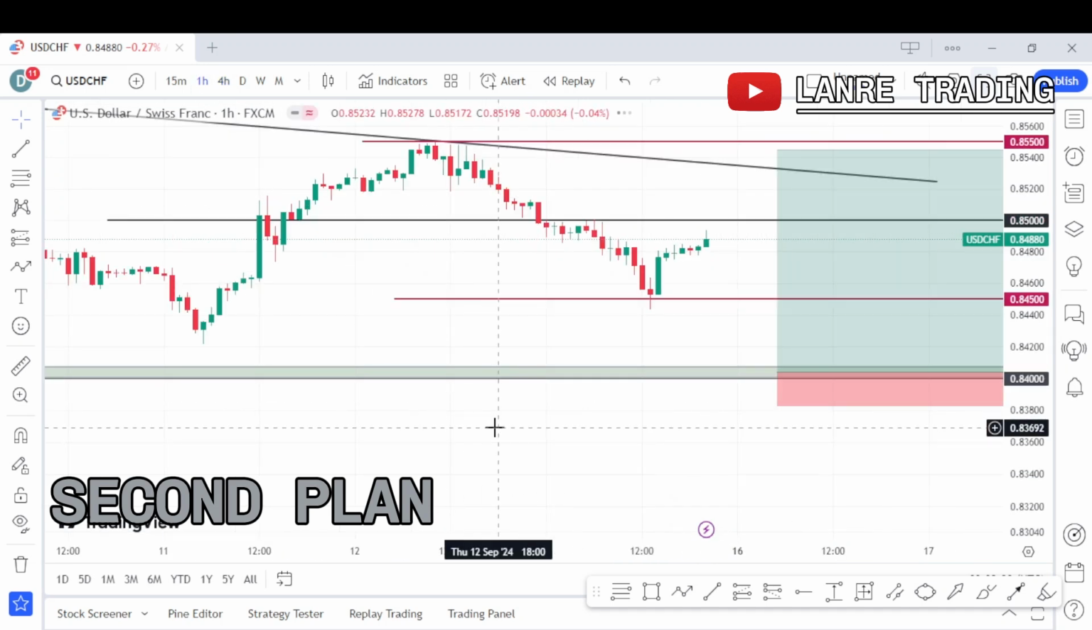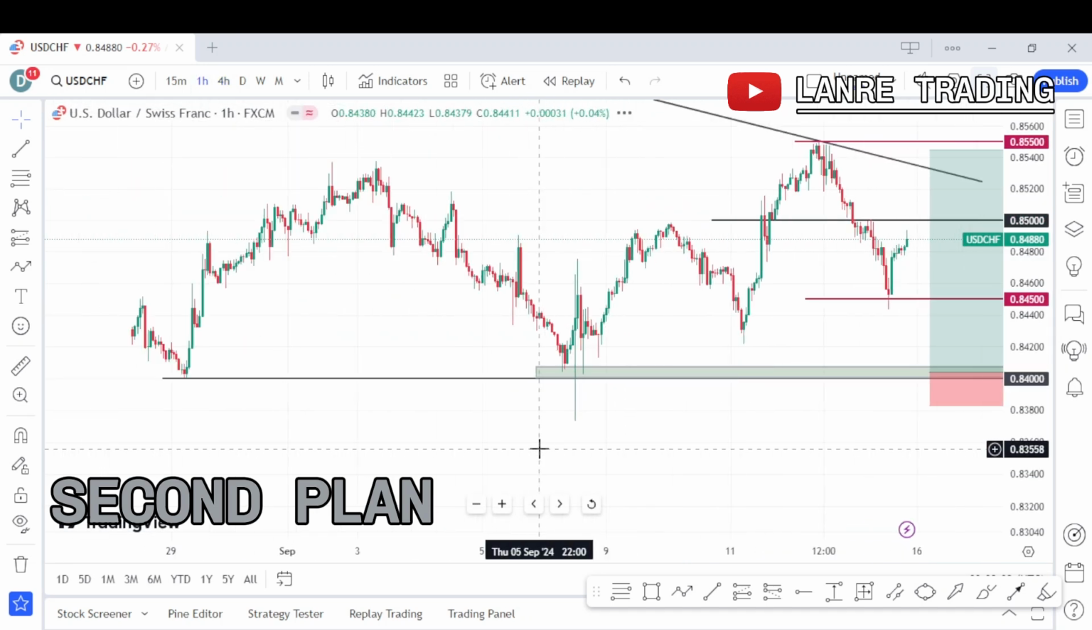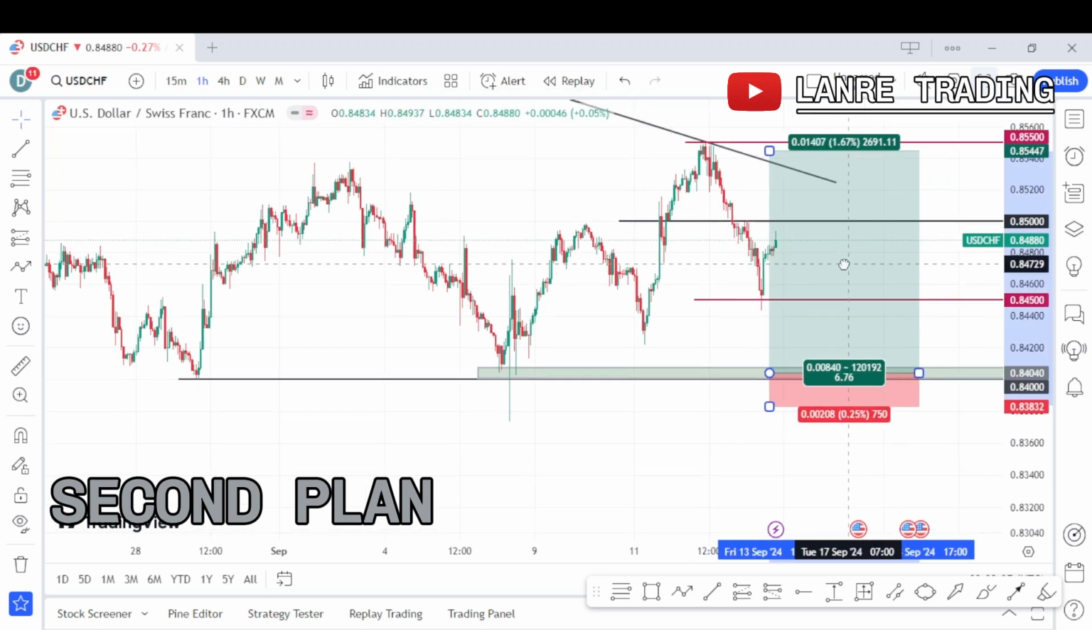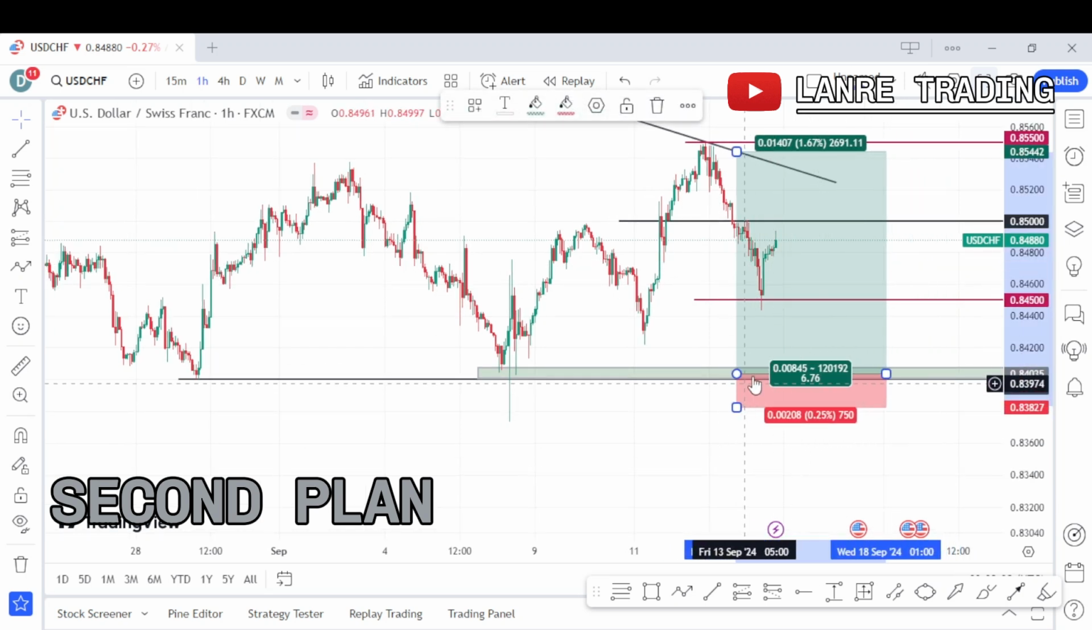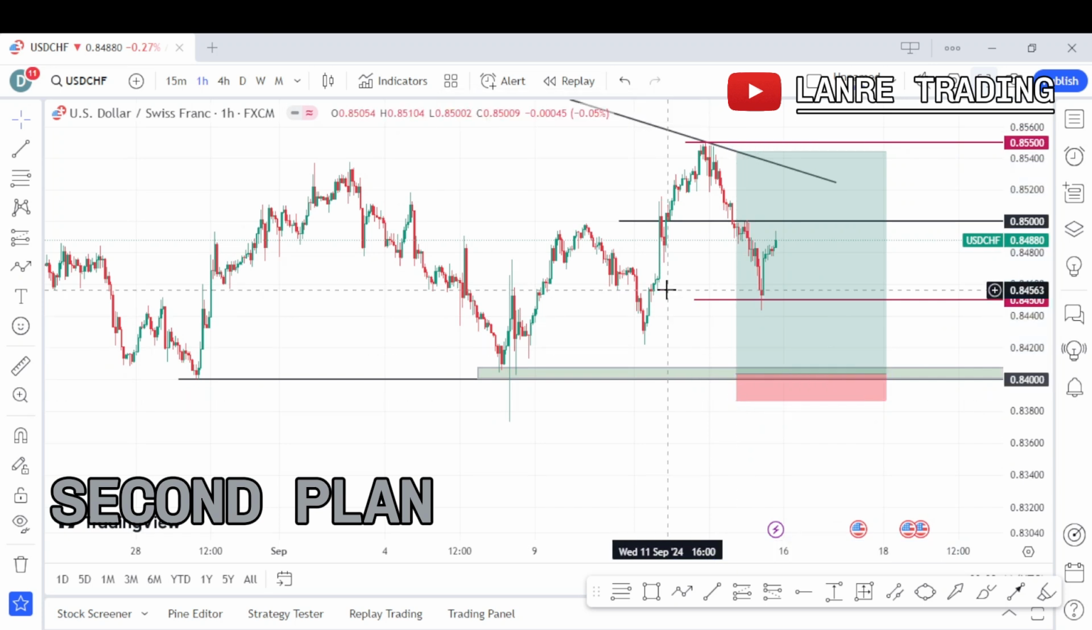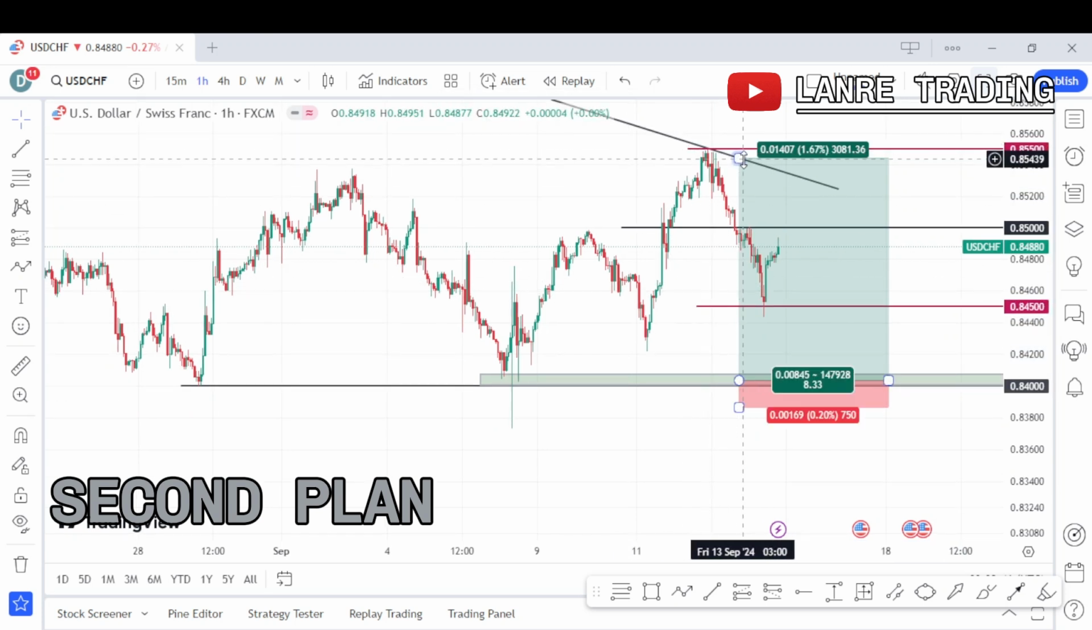Let me scale down to the 1 hour time frame to see if there is anything to hold on to. So it's pretty much the same thing. The second plan might work out and the first plan might work out. So let's be open to both sides.